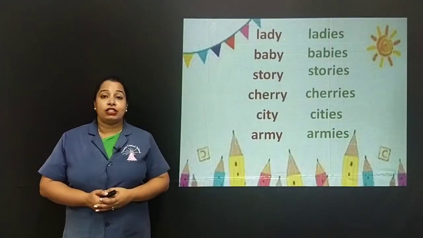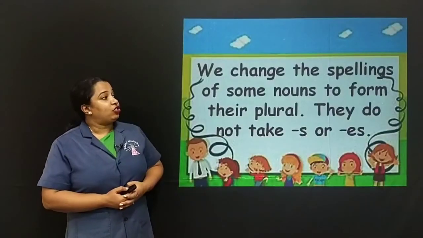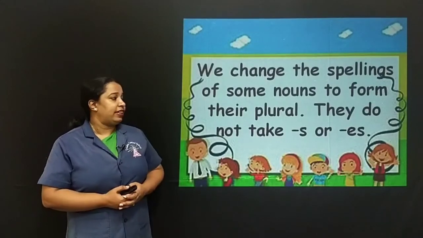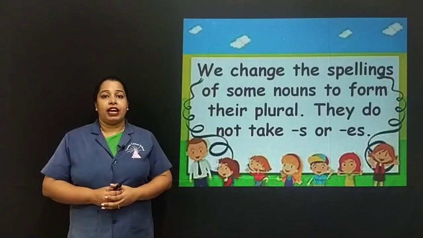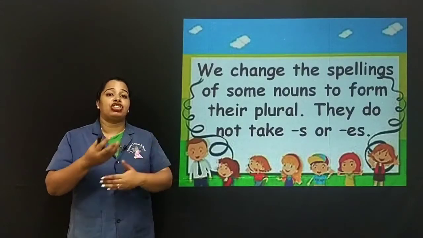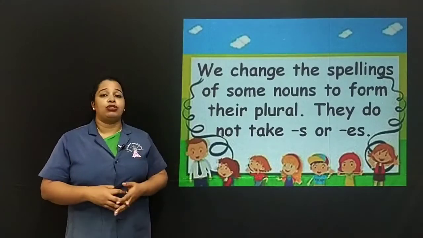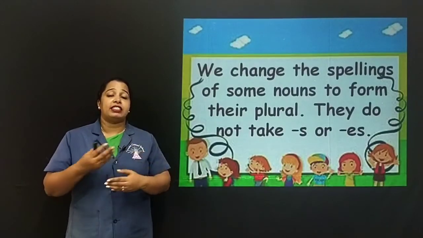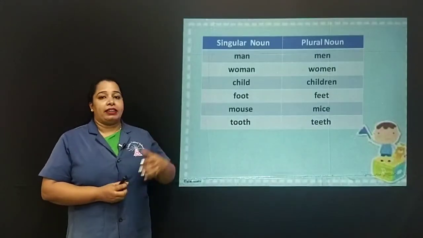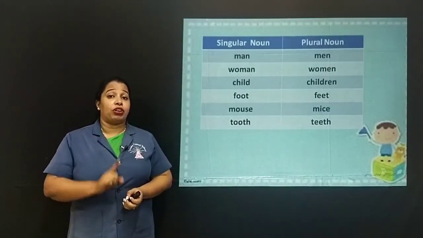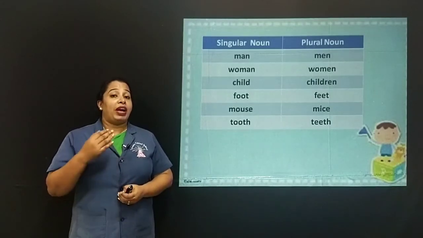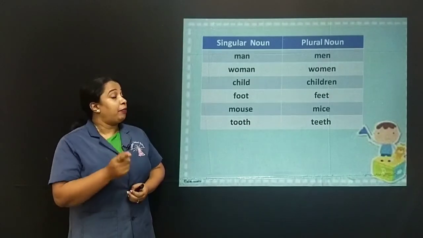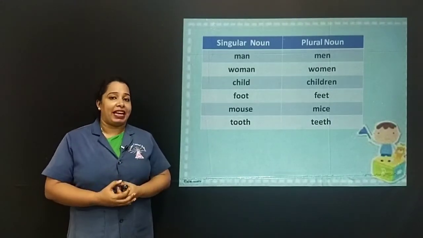Now let's look at the last set of singular nouns. We change the spellings of some nouns to form their plural. They do not take the S or ES. Now, there are some nouns which completely change their spelling. They do not take the help of S, they do not take the help of ES, they do not change to VES or IES. They change the entire spelling. Let's look at them. Now, man. Man is a singular noun. I am talking about one man. Remember, when man is made plural, it changes its spelling. It becomes men. M-A-N, man changes to M-E-N, men.